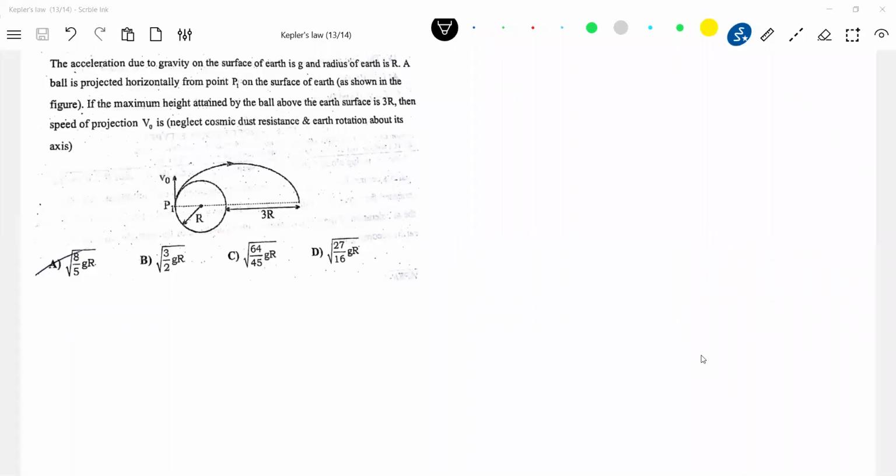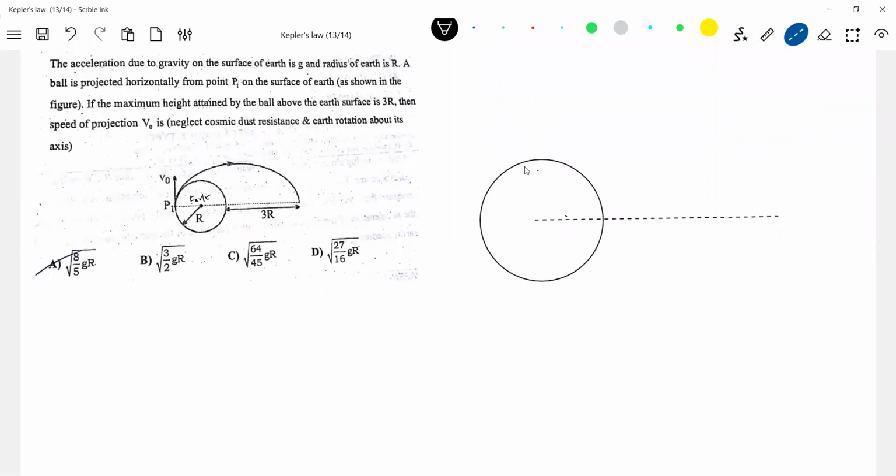Okay, now here is the problem. The acceleration due to gravity of the Earth is g. The maximum height attained by the ball above the surface is R, then what is the speed of projection V naught? Okay, how to do this problem? This is a particle I'm projecting with the speed V naught. It's telling the path also. So it's going to describe here.